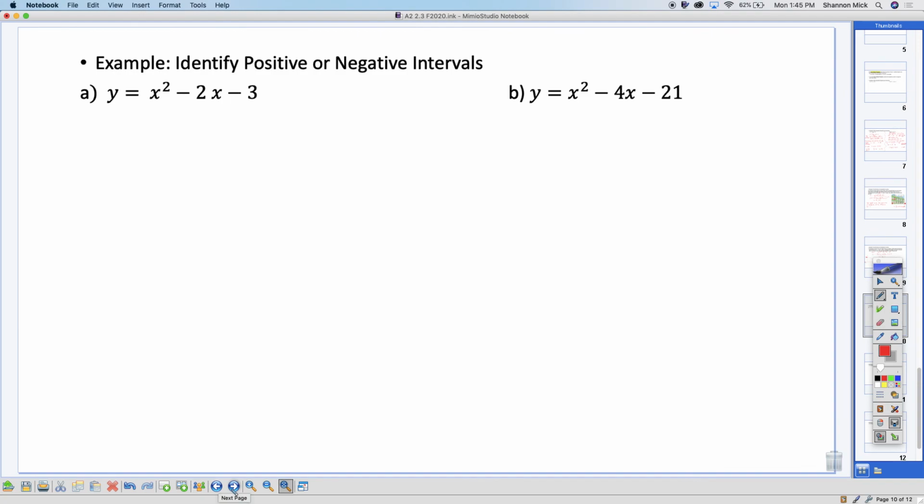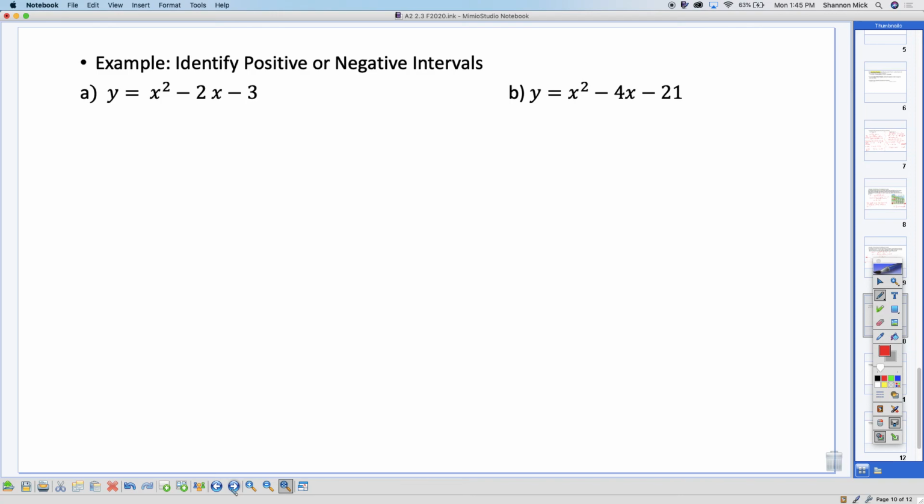Okay. So, last example we have is positive and negative. We've done this before. When is a graph positive? When it's above the x-axis. When is it negative? Below. Where does that change happen at? At the x-intercepts, correct?